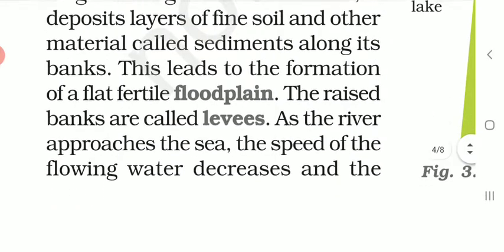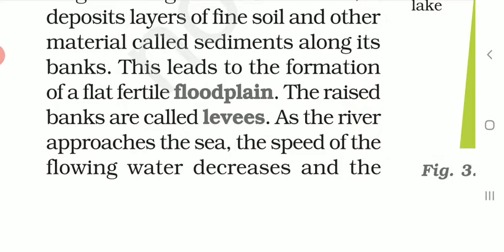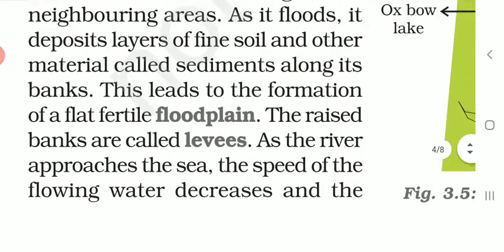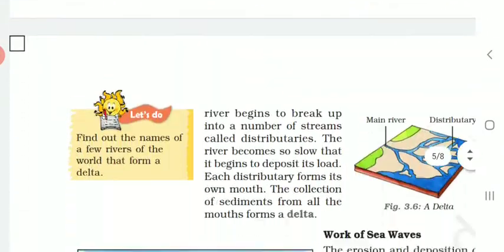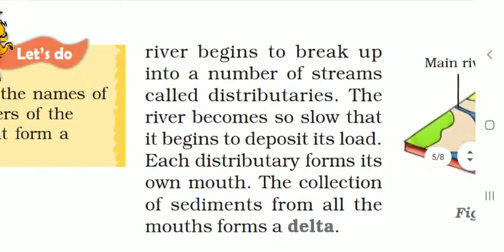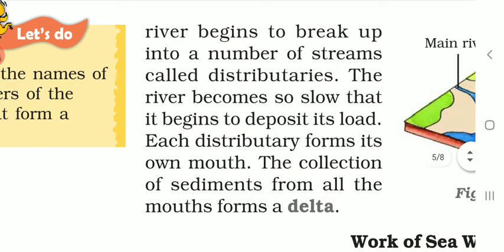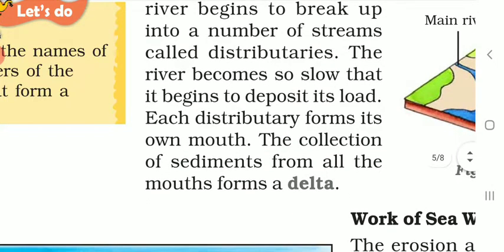As the river approaches the sea, the speed of flowing water decreases and the river begins to break up into a number of streams called distributaries. The river becomes so slow that it begins to deposit its load. Each distributary forms its own mouth. The collection of sediments from all the mouths forms a delta.